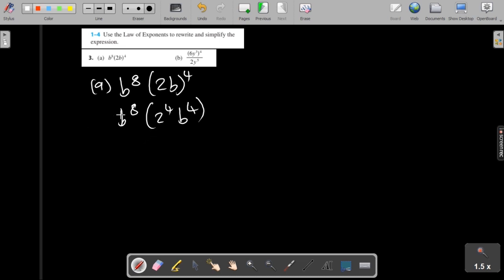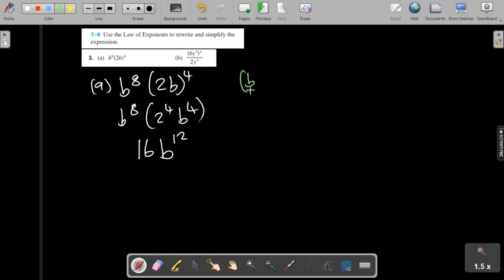And now we can multiply everything. 2 to the power 4 will just be left as it is, which is 16. Then for b, we have a b and a b there, so they have the same base, and we can add the powers. So 8 plus 4 will be 12, and this would be your final answer.